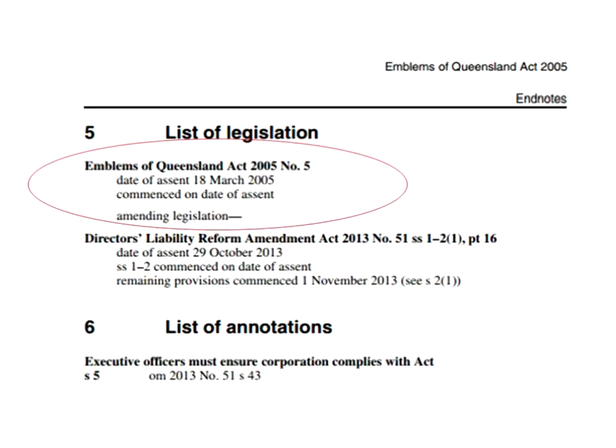And so this gives you the date of assent and that it commenced on the date of assent. So that's another thing you need to be aware of. When is the act assented to, but when does it actually come into force? When does the legislation commence?